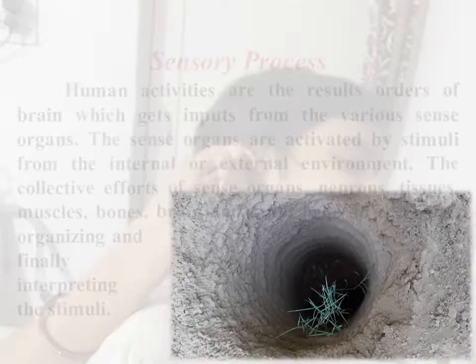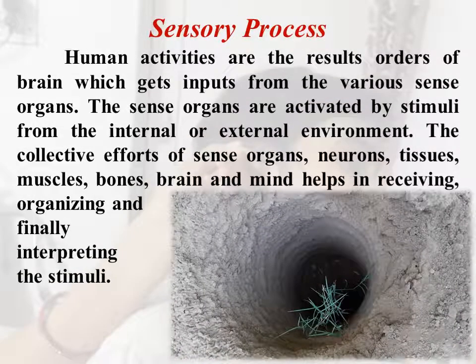The next part is where we'll discuss the sensory process in detail. You know, human activities are the results of what? The orders coming from your brain. Getting my point? Now, how does this work? Why does your brain order your muscles or tissues to activate to act in a certain way? That activation is the resultant function of the input the brain receives from the sense organs.